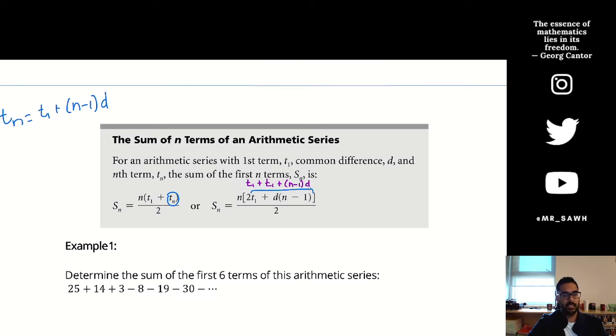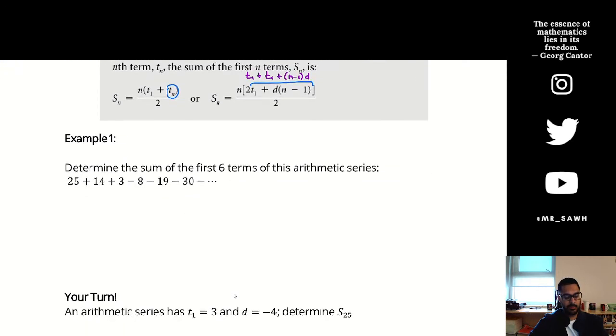The reason why you see the common difference, it could be at the end or the beginning. Well, multiplication can happen in any order, right? I could reverse them. D times n minus 1 is the same thing as n minus 1 times d. It doesn't matter which order you place them. So let's use this to try out a couple examples and see how this works.